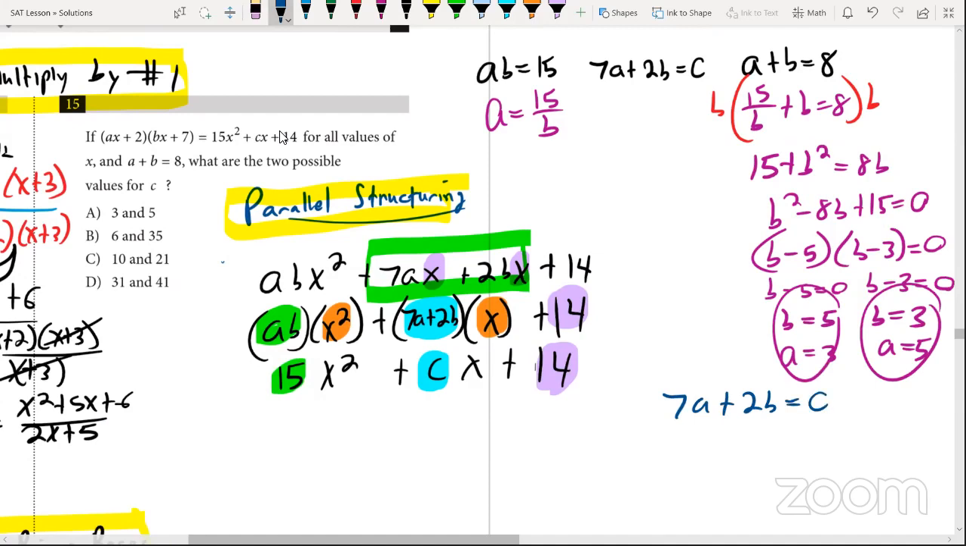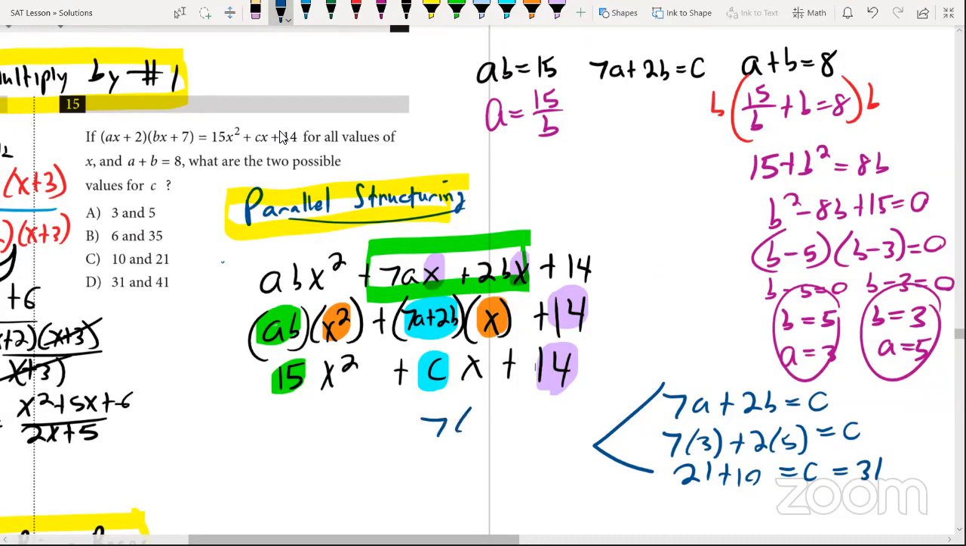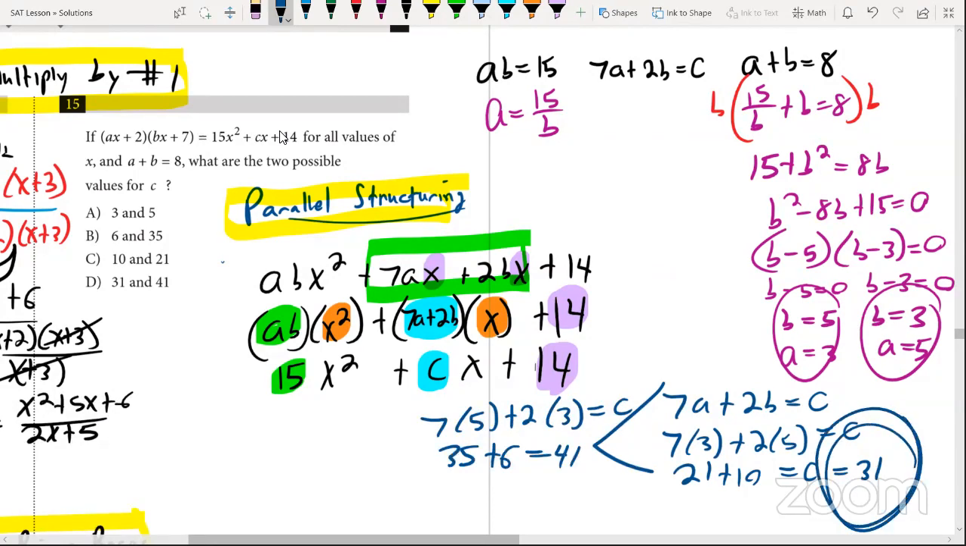So if I start with 3 and 5, 7 times 3 plus 2 times 5 equals C. 21 plus 10 equals C, which is 31. And going to the other combination, 7 times 5 plus 2 times 3 equals C. So that's going to be 35 plus 6, which is 41. So our two answers we got are 31 and 41, which gives us D for dog on number 15.